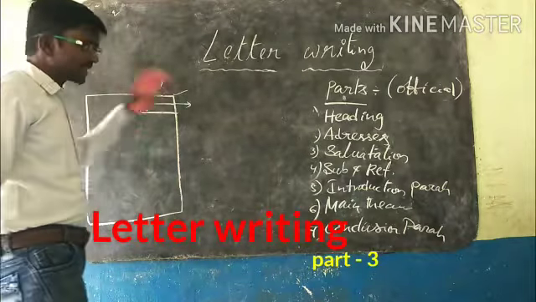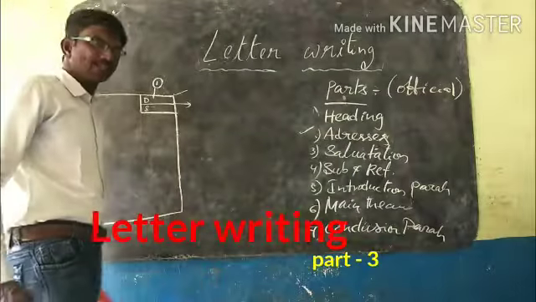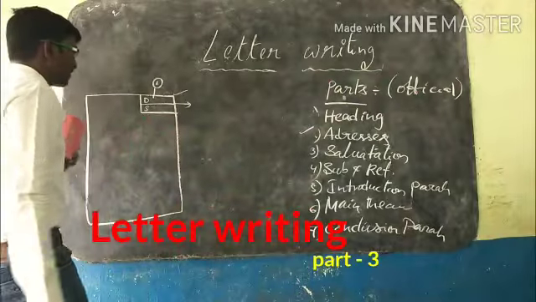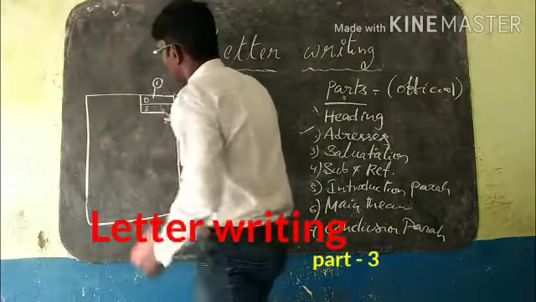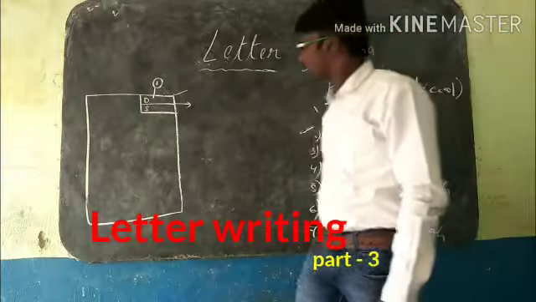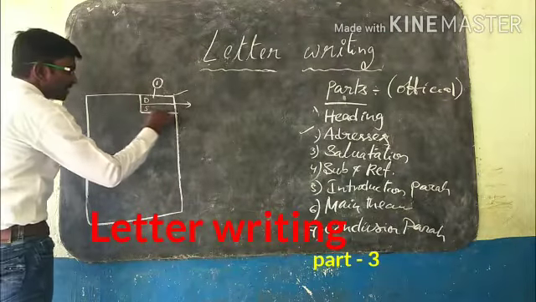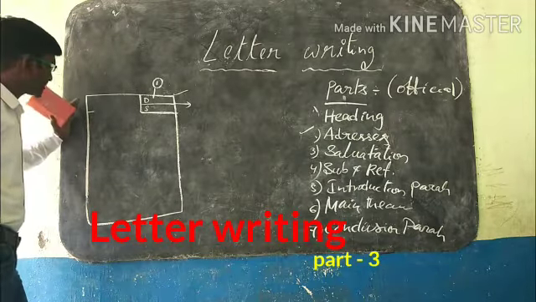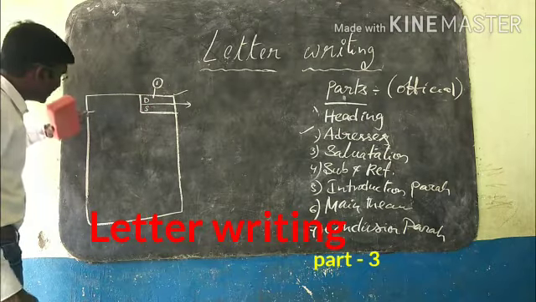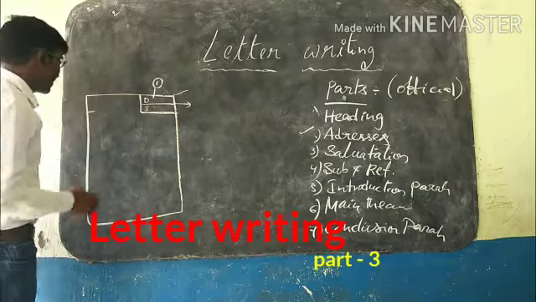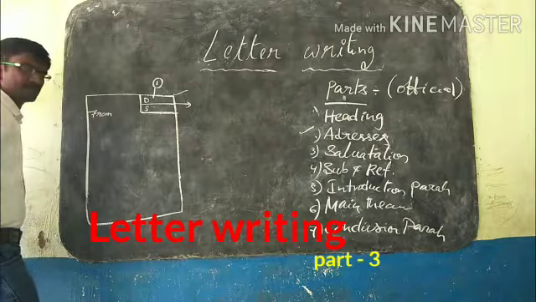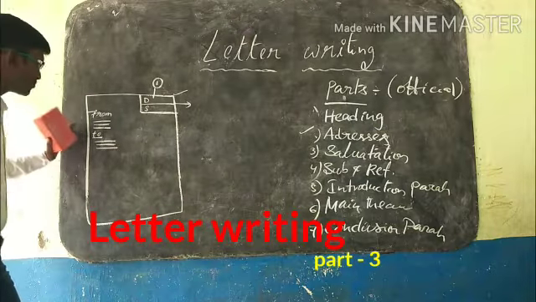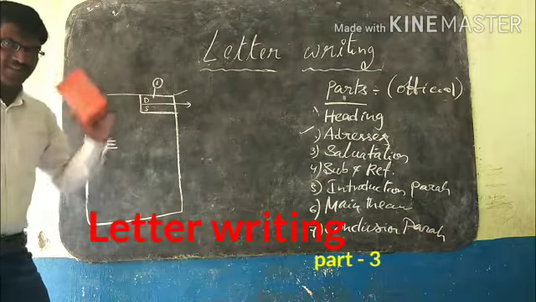Let us see the second one: addresses. Addresses means it is an official format. I am telling once again, it is an official format. So what we have to do here is write addresses. First of all, how much place we left on the right side, leave the same place on the left side. Later we have to write addresses. Addresses means the sender's address, the from address first, and later the to address.